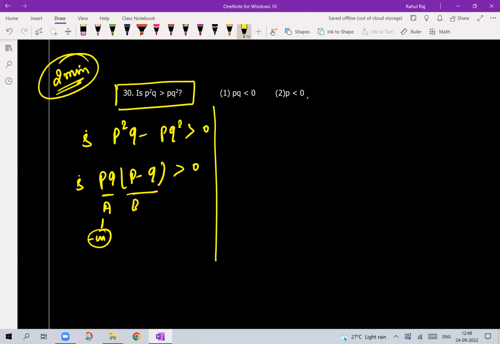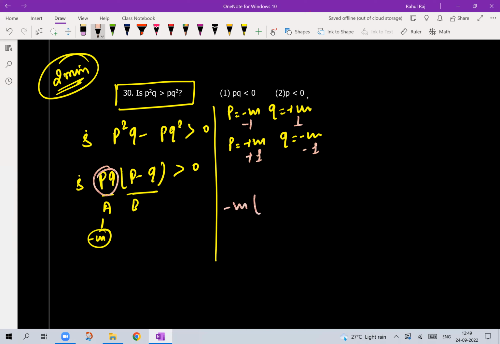So PQ less than 0. It means P is negative and Q is positive, or P positive and Q negative. So imagine my first case, I'll take P as -1, Q as 1. In the second case, I can take P as 1 and Q as -1 and check. So I know that PQ is 100% negative for sure. Now, taking the first case, P negative and Q positive, let's look into P minus Q. If I take P as -1 and Q as 1, I get negative into negative, which is positive, greater than 0. I have a yes situation.